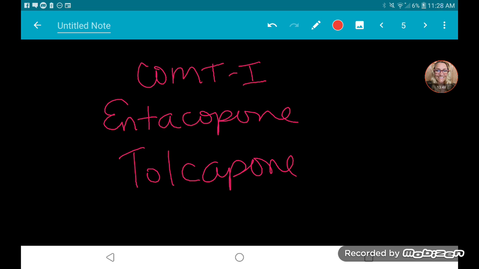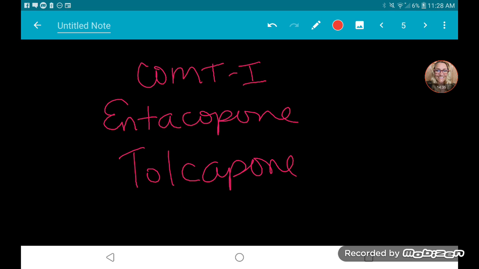If you said they inhibit the breakdown of levodopa by COMT, you're correct. COMT is referring to one of those enzymes that can break down levodopa, and these are drugs that can inhibit that. Therapeutically, how are these used? If you said that these are used to decrease the wearing off of levodopa, you are correct.